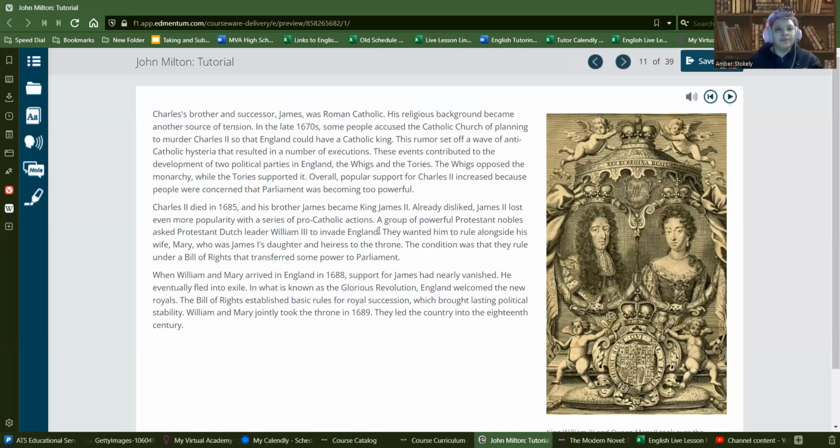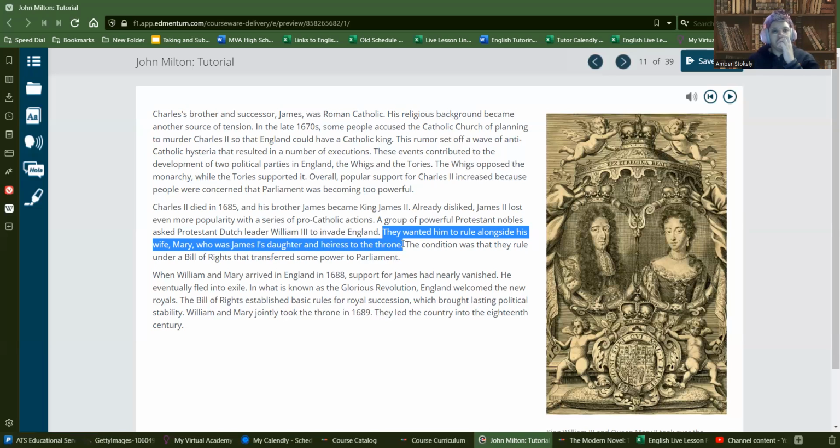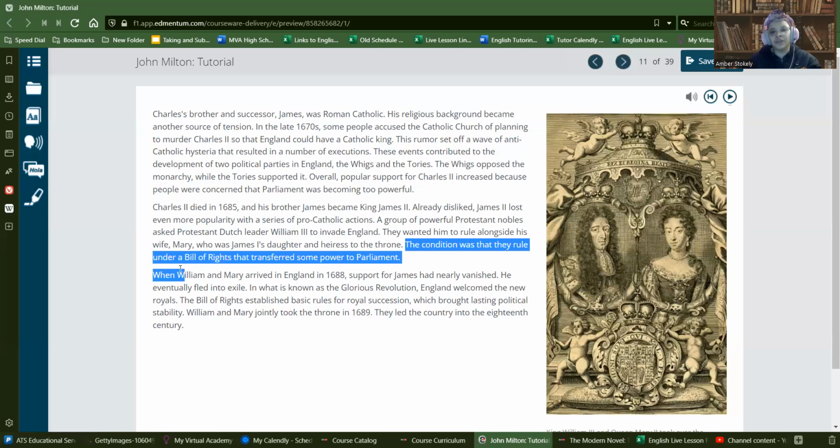They note here they wanted him to rule alongside his wife Mary, who was James the first's daughter and heiress to the throne. So basically, Mary was James the second's sister. And they said, oh, well, she has a right to the throne since they're related, and we don't like this guy. So if you could just please invade us and bring your wife along so that you could be our king and not be Catholic, that would be great. And the only condition that they put on them was that they rule under a Bill of Rights that transferred some of the monarchy's power to Parliament.